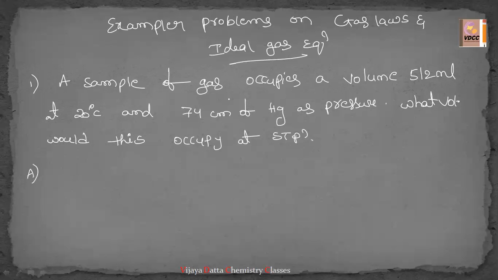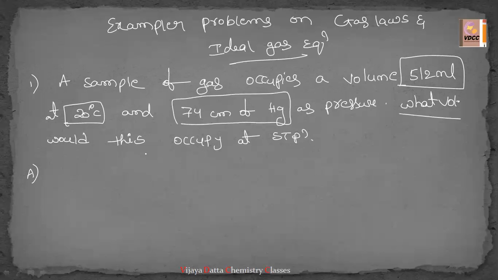How to do the problem: a sample of gas occupies a volume 512, so the volume is given and the temperature is also given, and here 74 centimeter of Hg means the pressure is given. So what volume would this occupy at STP? He has given the general conditions and we have to find the volume at STP conditions. So the initial conditions are what he has given, and the final conditions are the STP conditions.